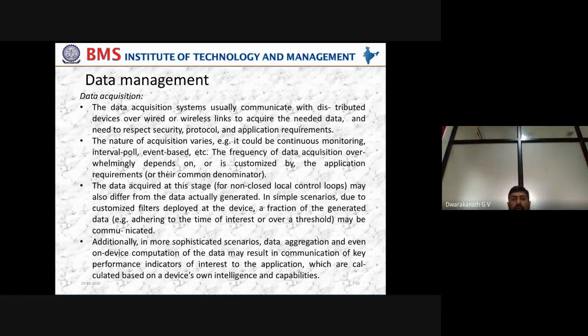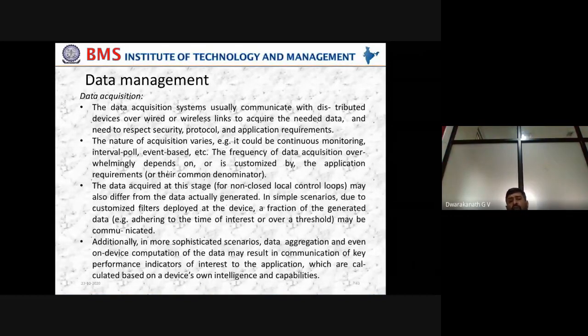The data acquired at this particular stage, in non-closed or local control loops, may also differ from the data actually generated. In simple scenarios, due to customized filters deployed at a device, a fraction of generated data, adhering to the time of interest or over a threshold, may be communicated. So based on scenarios or customized levels, we must deploy some filters also. Without filters, this data is not needed. Continuously this data is coming to our device, and we are taking that into consideration. That shouldn't be done.